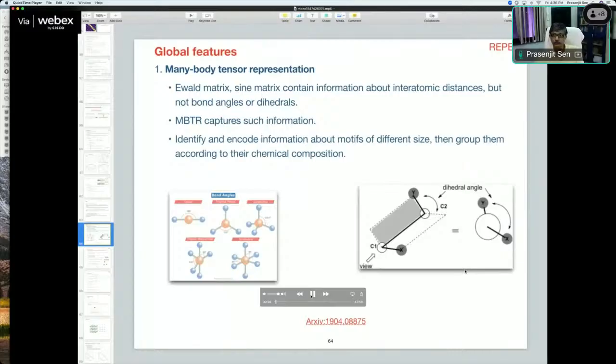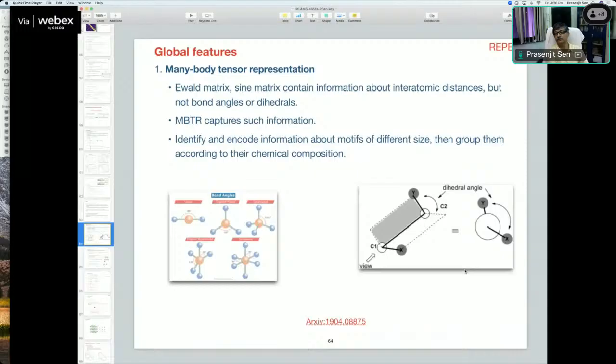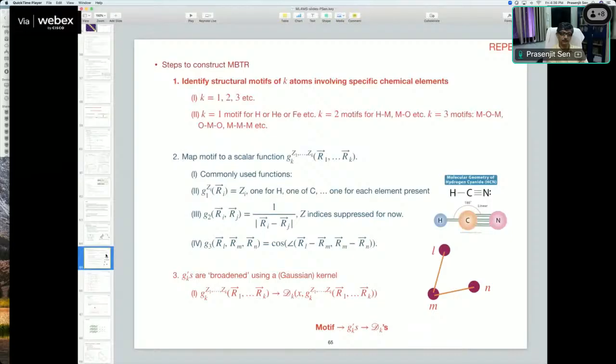So we will learn how to construct it. And before I go on to discuss how to construct many body tensor representation, I'd like to remind you what MBTR is, because there are various components to it. And so there are distinct ways to describe how to construct different aspects or different components of MBTR. Okay, so what was the basic concept of MBTR?